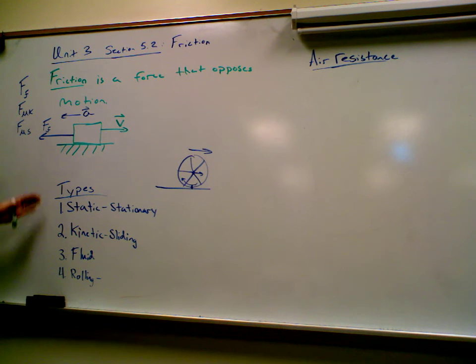Now, these are listed, guys, in order of decreasing strength. So static is typically the strongest. Next is kinetic or sliding friction. Then is fluid. Then is rolling. Now that's typically. It's not always the case. If something is passing through molasses, it probably experiences a lot more friction than if it's just sliding on the table. But if something is passing through the air, it experiences a lot less friction than something sliding on the table. So this is just a typical order. It's not every case.